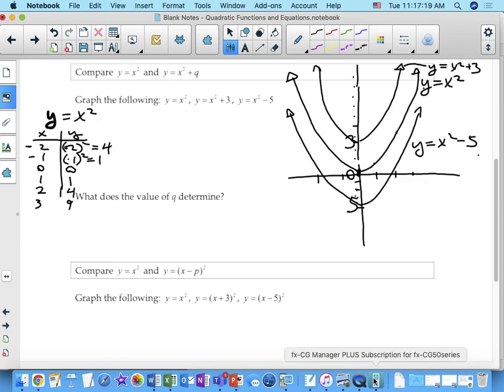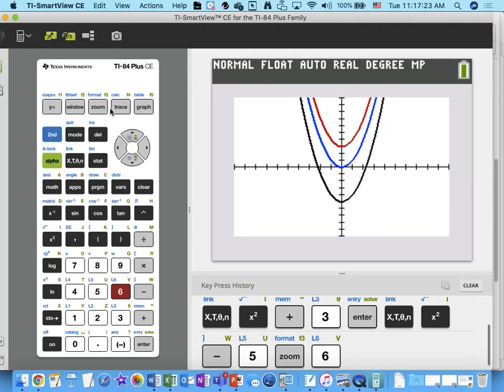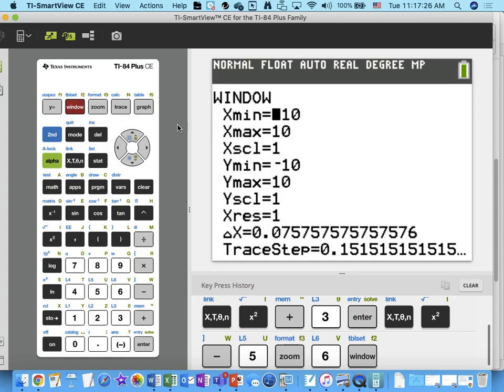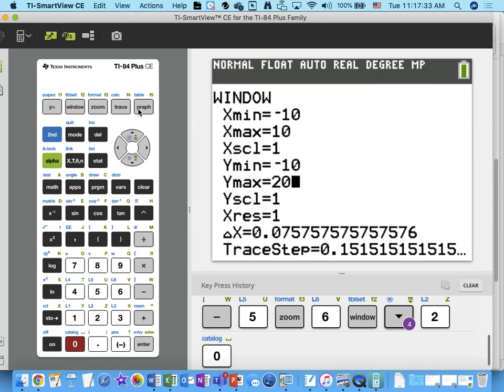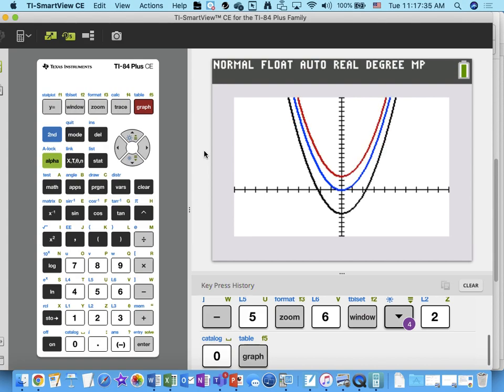Where's the calculator? Maybe what I'll do is I'm going to make my window settings a little bit bigger. I'm going to make this like 20 so we can actually see what happens as they get bigger. What happens to the parabolas? This guy's here. Compare the blue one to the red one. Farther down by how much?